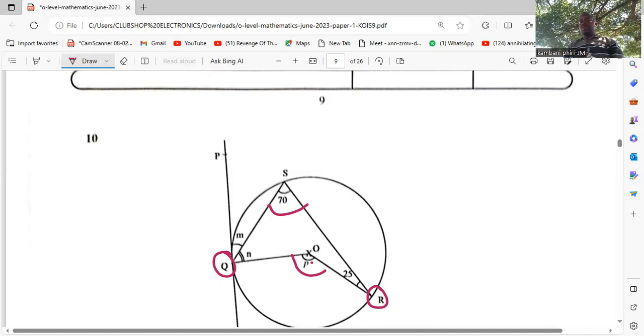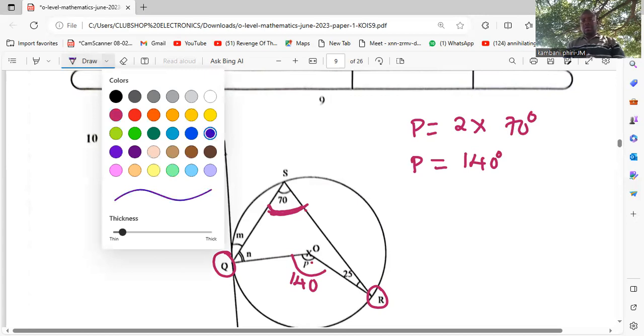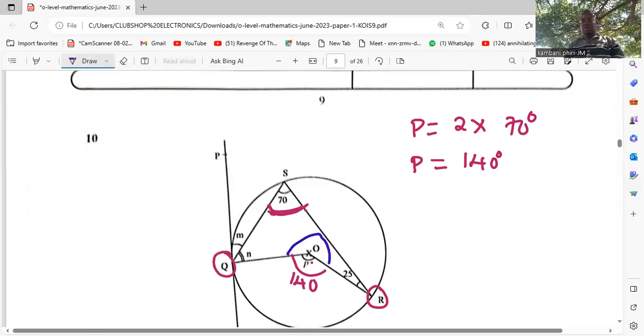So if the angle on the circumference is 5, the angle at the center will be 10. So if the angle on the circumference is 20, then the angle at the center here will be 40. So we find P by saying 2 times 20 degrees, then this will be equal to 140 degrees. But we can also try to work out this first to make our job easy.